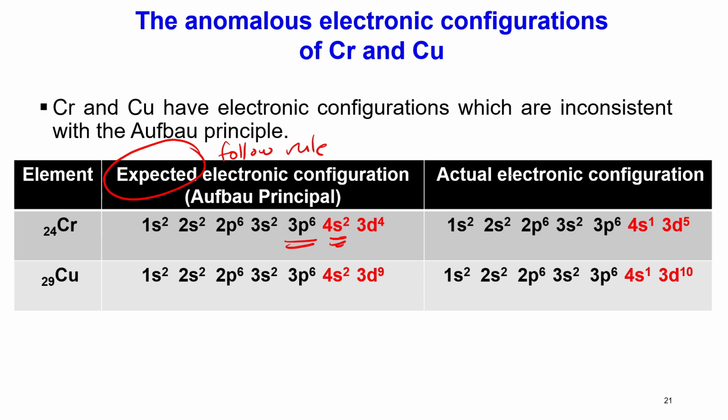Tapi masa eksperimen kita nampak yang dia isi elektron. Okay, pengisian elektron tu dalam chromium, okay, half fill. Okay, yang balance ni actually kita ada 6 elektron. So 6 elektron ni distributionnya ialah half untuk 3D, dan yang baki tu satu untuk 4S. Okay, sama juga untuk copper.